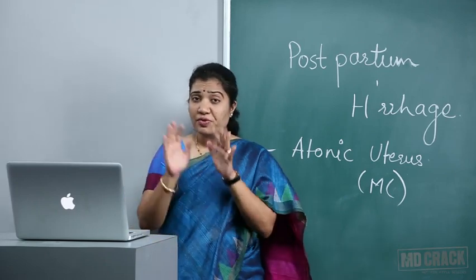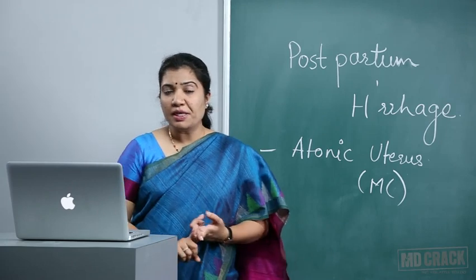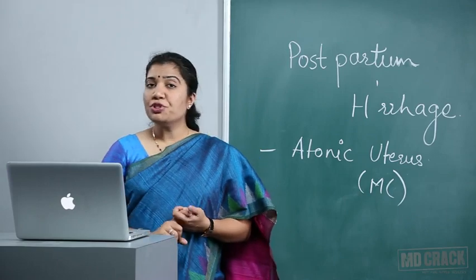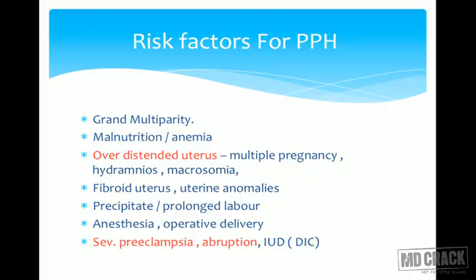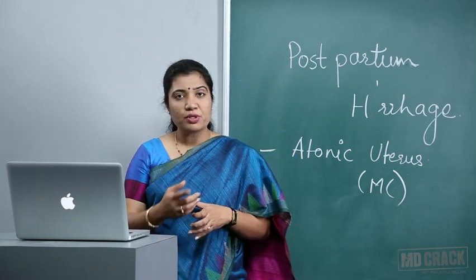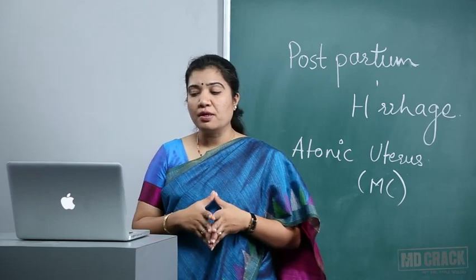What are the risk factors? Very important slide. Please remember all the causes if possible. Grand multipara, where the uterus is flabby, malnutrition, anemia, over-distended uterus. Remember this so you can remember all the causes which lead to over-distension, like polyhydramnios, multiple pregnancy, macrosomia; all will lead to PPH. If there is any uterine anomaly, that uterus will not retract.